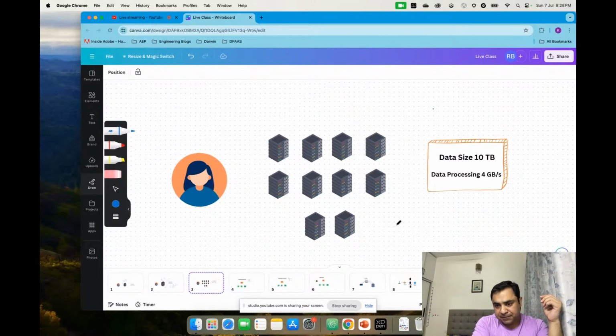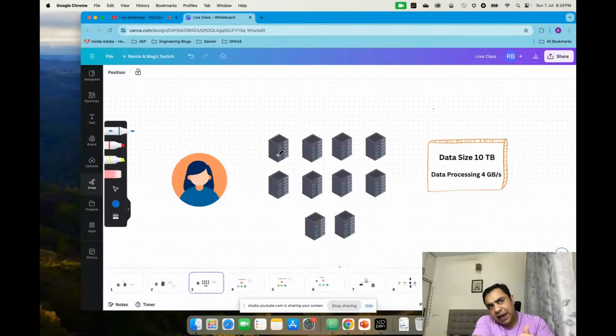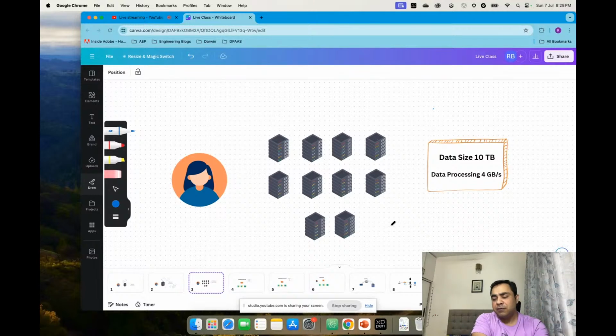Now, earlier we had one hardware. Now we have upgraded that into 10, we have added 10 more servers. Now, if I solve this problem, earlier it was taking 2500 seconds. Now it will take 250 seconds. That means I'm able to solve the problem.